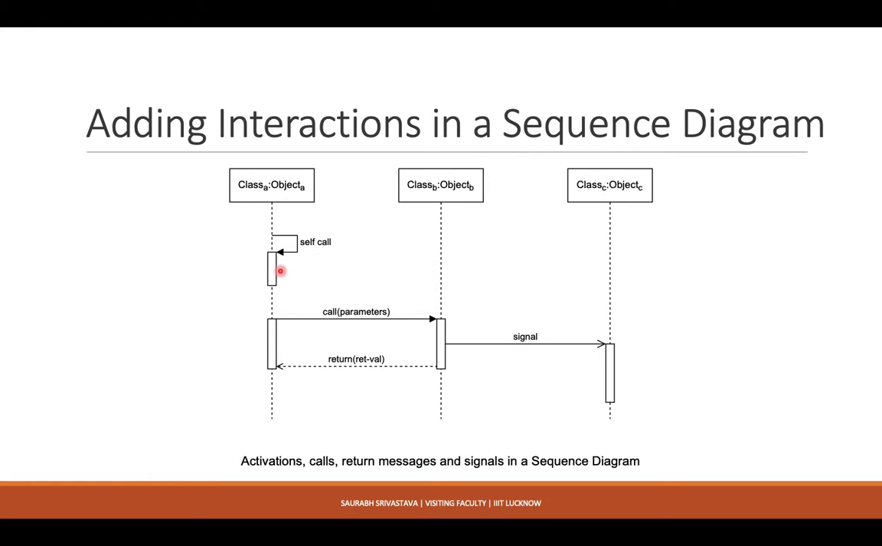This is basically the example of a self call. What I mean by self call is, it is similar to the alarm condition that I talked about, right? That it is possible that an object actually did something on its own.